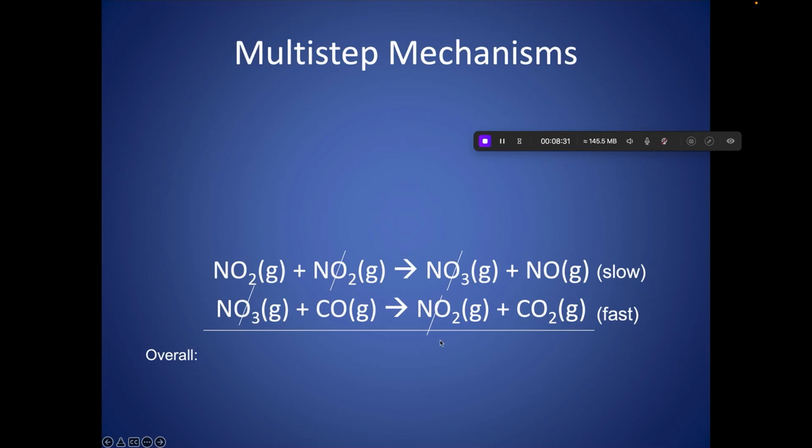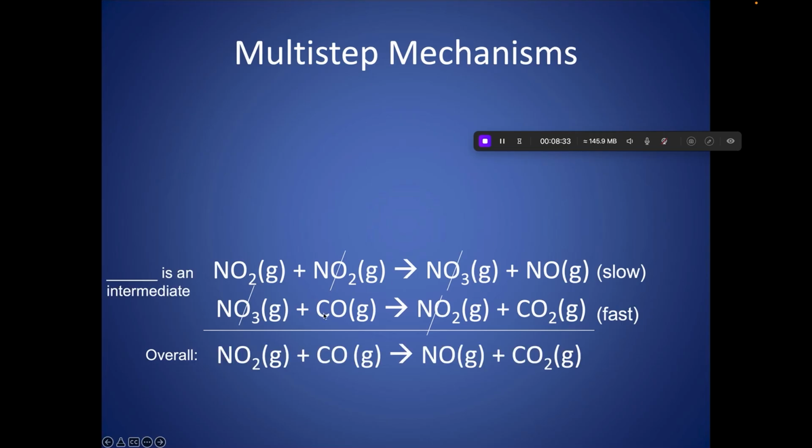And now I can add up everything that's there. So NO2 plus CO remain on the left. I don't care which order it's in. I've got NO and CO2 on the right. And as I said, NO3 is an intermediate. It's made and then used up.